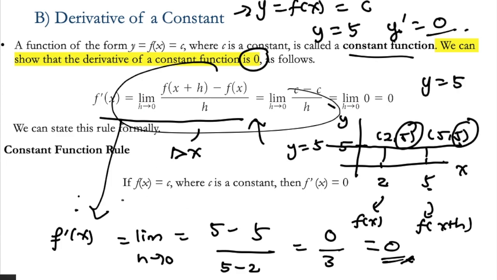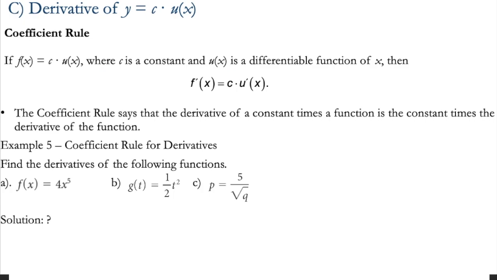Constant function rule says if f(x) is equivalent to c, where c is a constant, then f prime x is 0. Straightforward, you get 0. Okay, that's it. Now we move to the next derivative here, in which we have y equivalent to c, a constant or a scalar, multiplied by a function, a function that depends on x. So basically here you have y as a function of x, and then you have a constant times a specific function.